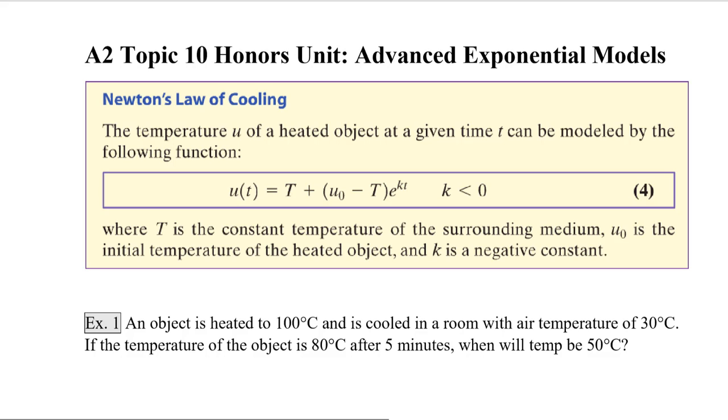So when we look at Newton's law of cooling, the temperature U of a heated object at a given time t can be modeled by the following function. U of t is equal to T plus U of 0 minus T times e to the kt, where k is less than 0. T represents the constant temperature of the surrounding medium, say the temperature of your kitchen. U of 0 is the initial temperature of the heated object, like in our cookies, 350 degrees. And k is a negative constant because the temperature is decreasing.